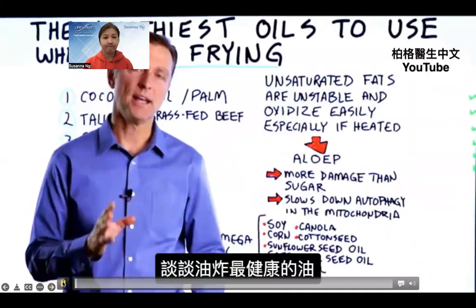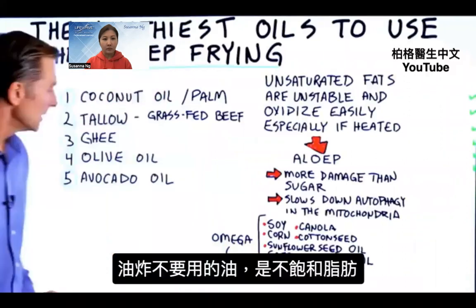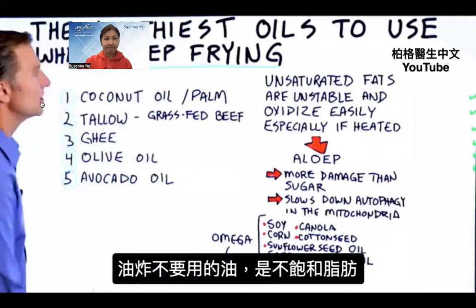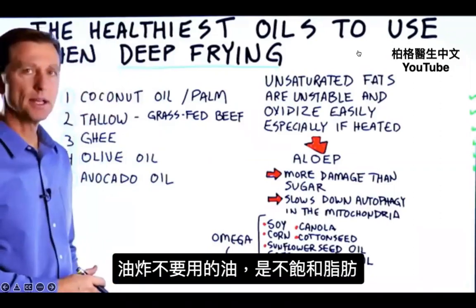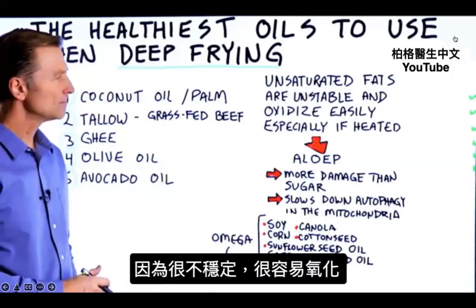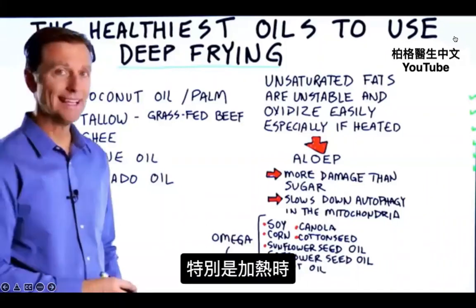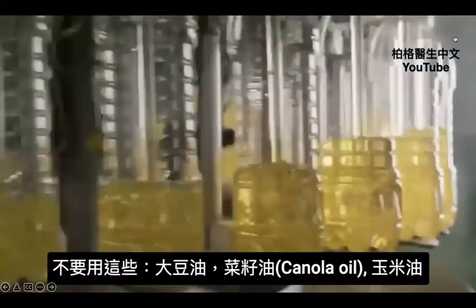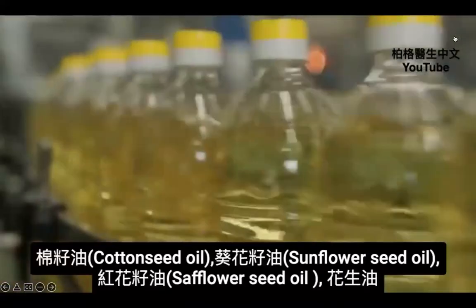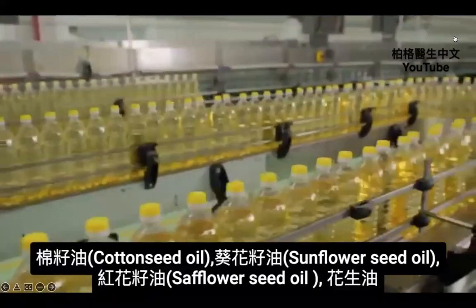Talk about the healthiest oils to use when you're deep frying, okay? Now, the oils that you should avoid when deep frying are the unsaturated type, because those are very unstable and they oxidize very easily, especially when you heat them. And that would be soy oil, canola, corn, cottonseed, sunflower seed oil, safflower seed oil, as well as peanut oil.